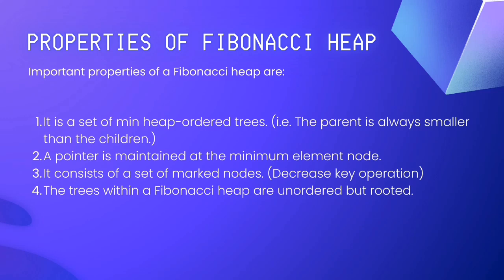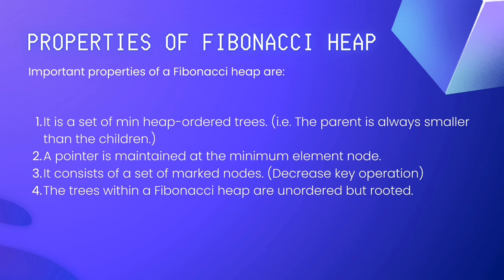Properties of Fibonacci heap. Important properties of Fibonacci heap are: number 1, it is a set of min heap ordered trees, i.e. the parent is always smaller than the children. Number 2, a pointer is maintained at the minimum element node. Number 3, it consists of a set of marked nodes, used in the decrease key operation. Number 4, the trees within a Fibonacci heap are unordered but rooted.